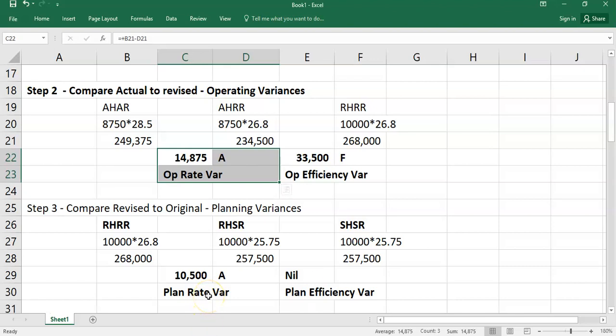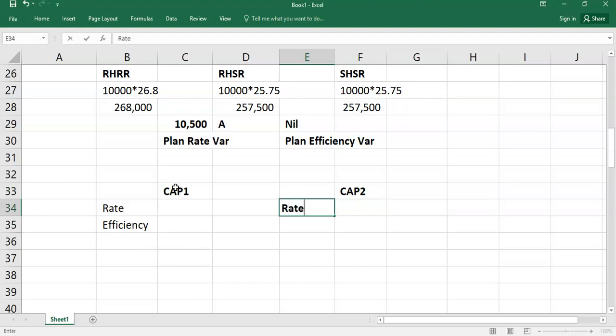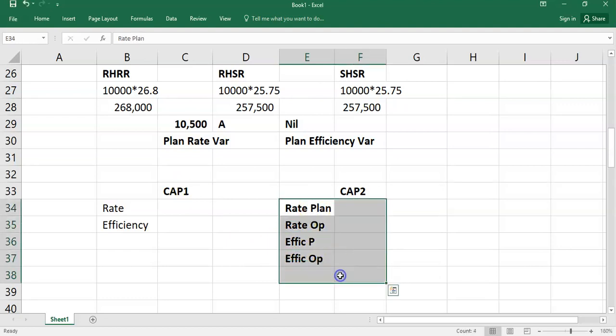What's always a useful exercise at the end of these is compare the CAP 1 variances, the rate and the efficiency, to the CAP 2 variances, which is rate planning, rate operational, efficiency planning, and efficiency operational. And we just want to show the relationship between CAP 1 and CAP 2.